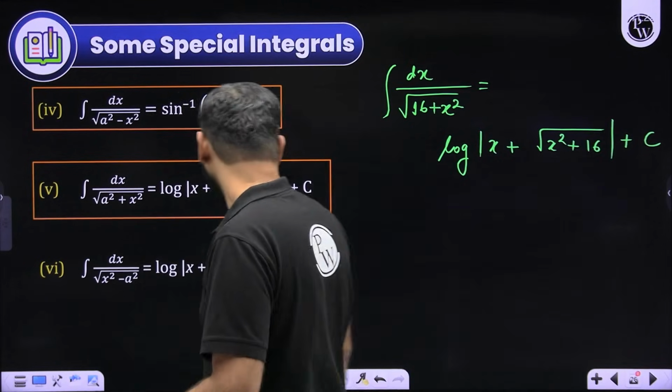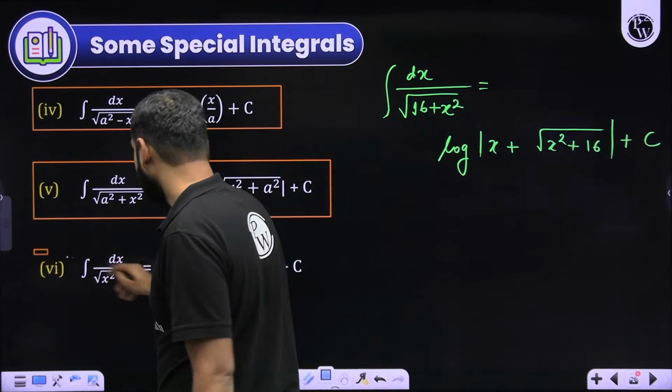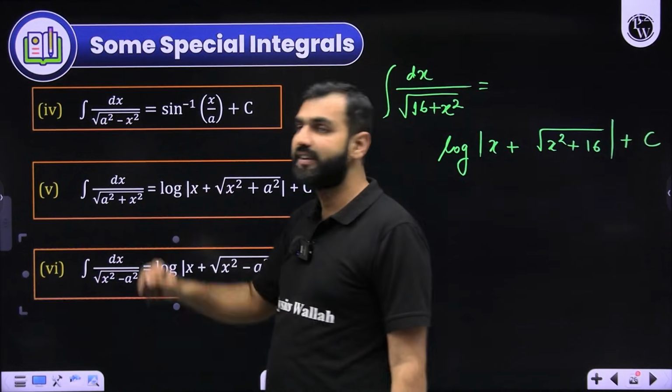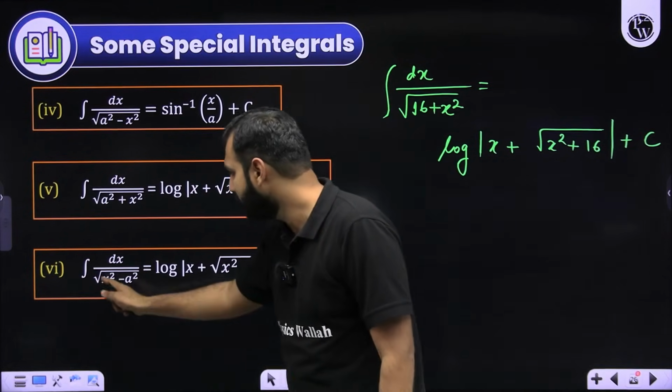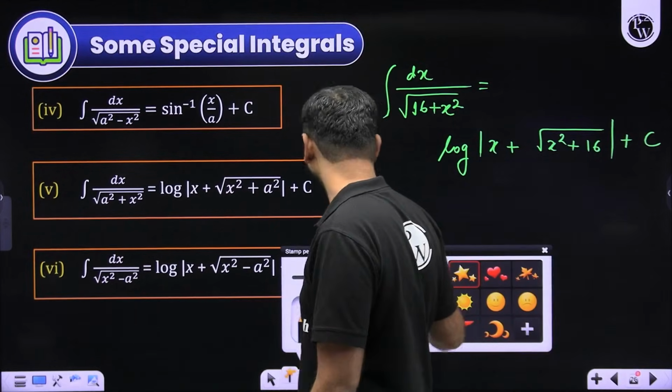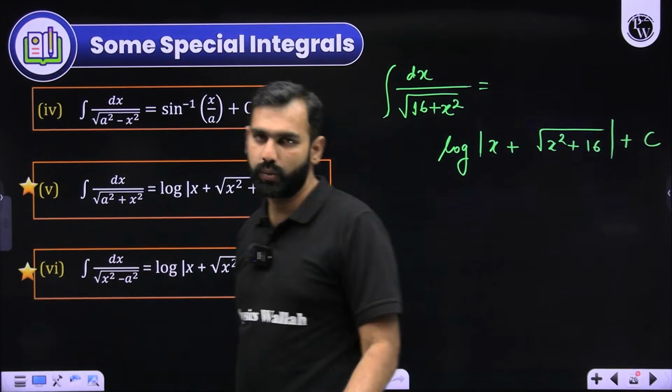Did you get that? Along with this, there comes next, which is similar to this only, but here I was dealing with a square minus x square. Now we'll be dealing with x square minus a square. So again, two very crucial, very important formulae, which you got to learn. You cannot skip them.